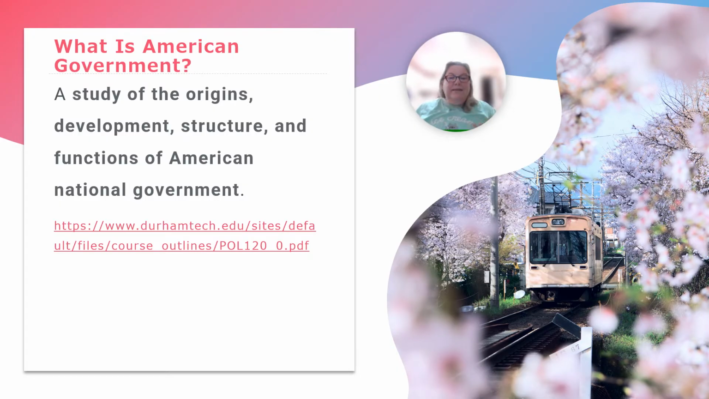So what is American government? Durham Tech defines it as a study of the origins, development, structure, and functions of American national government, which is a very basic definition of the way all governments function. So this is like a basic definition of government on a national scale.